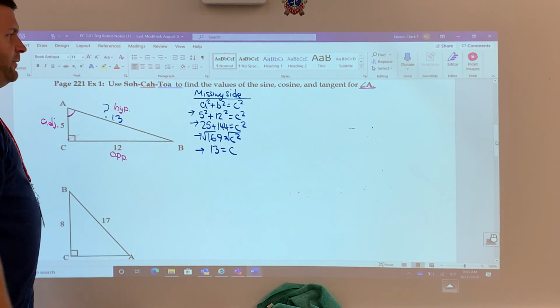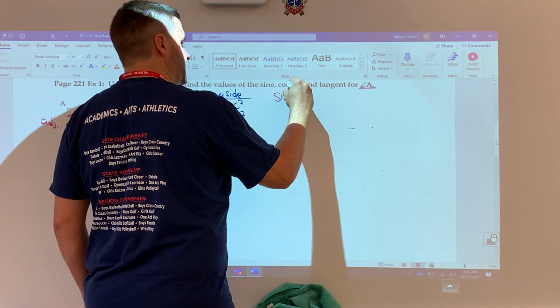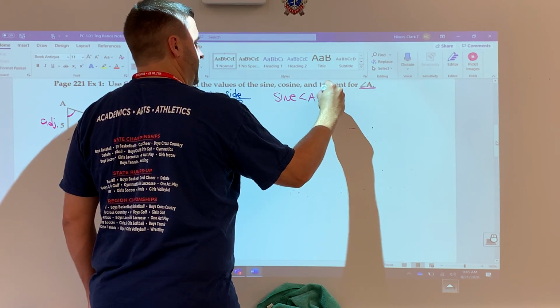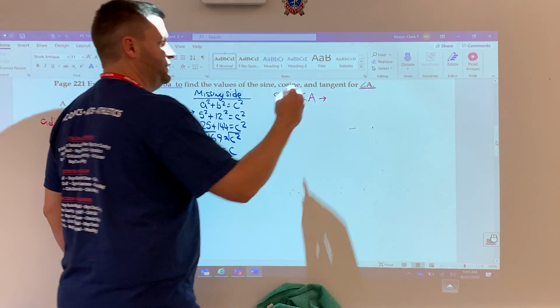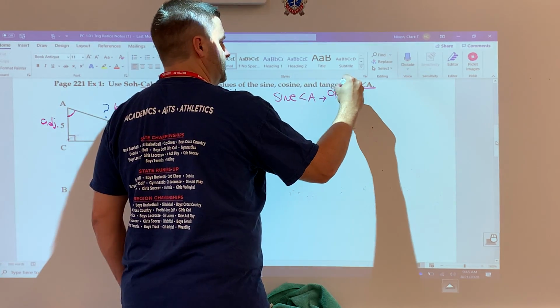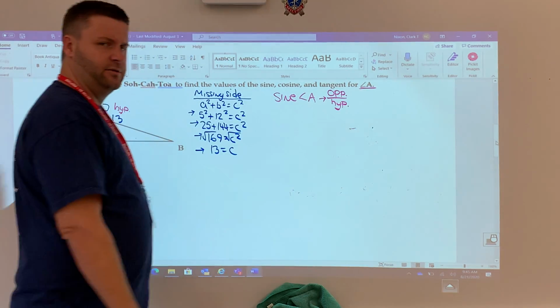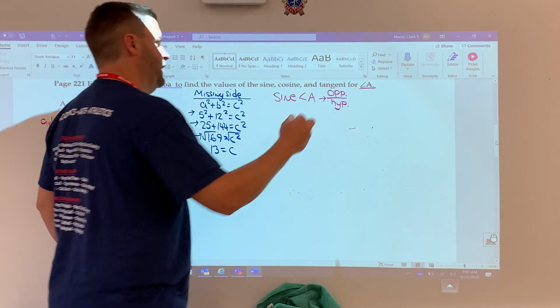Okay? So how we label that is this. We are trying to find sine of angle A. And so, what is sine equal to? Sine is equal to opposite over hypotenuse. Opposite over hypotenuse. So let's go ahead and say, well, what's my opposite side? It's 12.